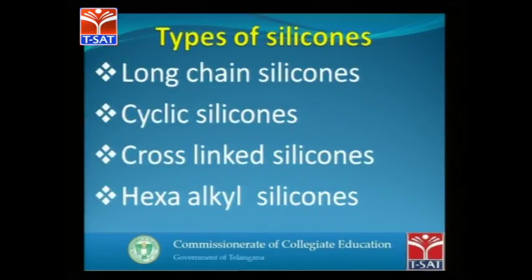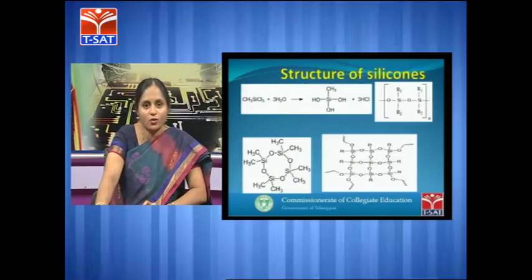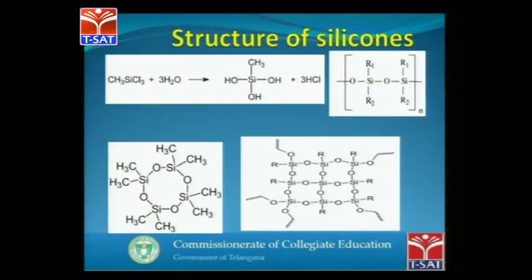Types of silicones: silicones are basically of four types: long chain silicones, cyclic silicones, cross linked silicones, and hexaalkyl silicones. For all the silicones, the starting materials are alkyl or aryl chlorosilanes. So there are three preparations for these.